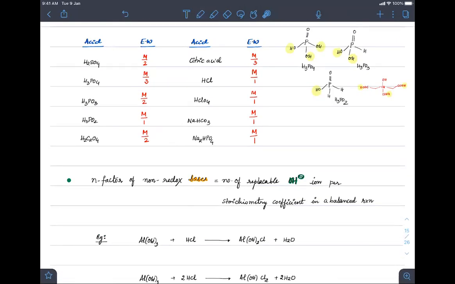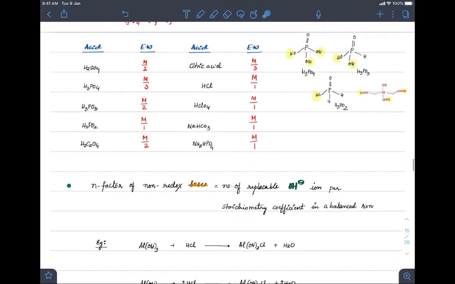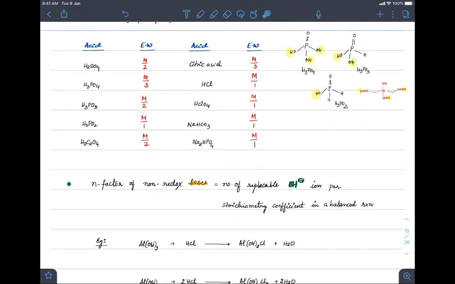Amal, any doubt, beta? No doubt, sir. Aradhya, Athar, Mayank? No doubt, sir. Okay.